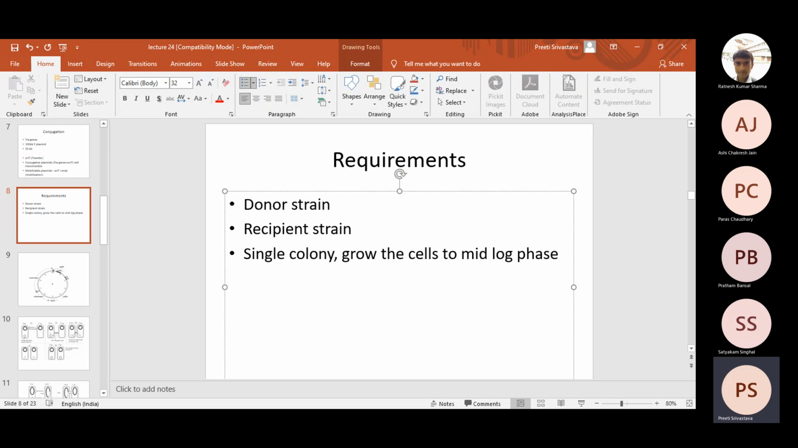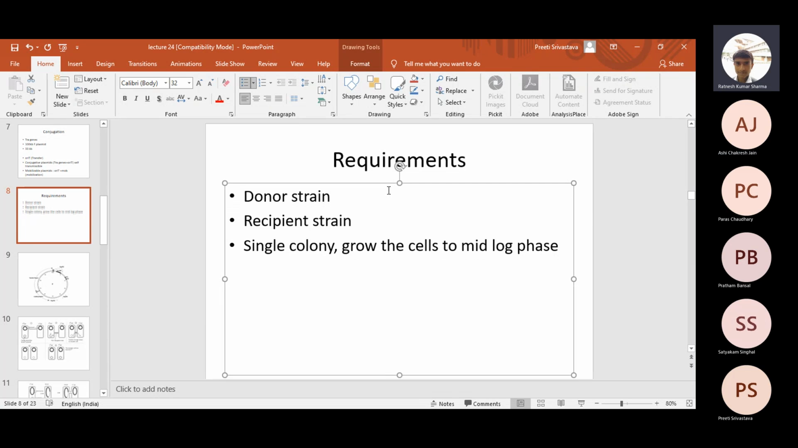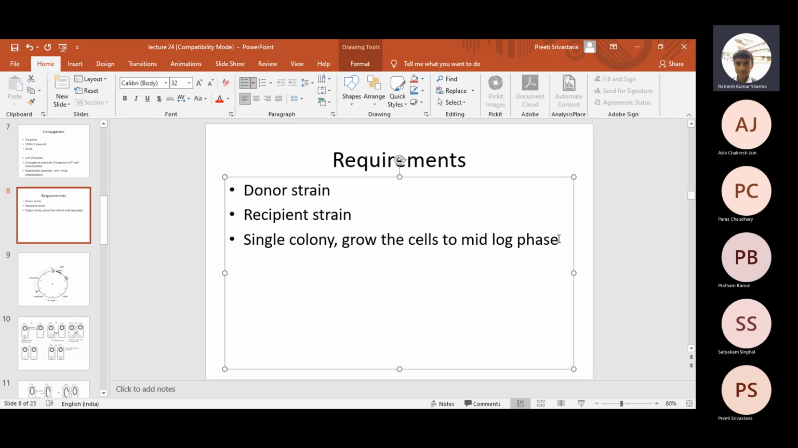So have you studied this, like how exactly to perform it in the lab? Should I skip this part? Ma'am, we haven't studied it. No, ma'am, we have not studied how to perform that in the lab. We have just studied the theoretical parts.